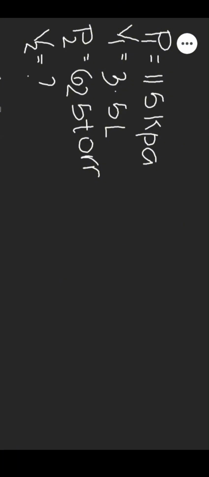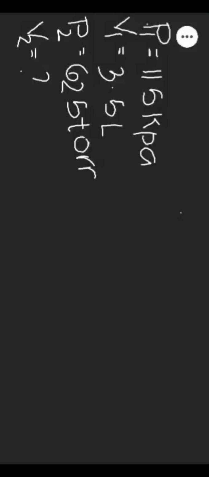Now what we need to realize is that P sub 1 and P sub 2 should have the same units. Pressure doesn't always have to be in atm. It can be in torr or kPa or millimeters of mercury. However, these two units have to match. If P sub 1 is in kPa, P sub 2 should be in kPa as well. If P sub 2 is in torr, then P sub 1 should be in torr. It doesn't matter which one is which as long as they match.